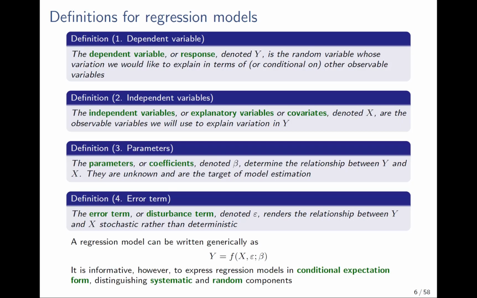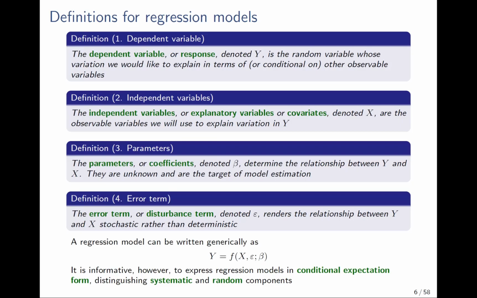So the independent variables, that's our x variables. We call them independent variables or explanatory variables, sometimes covariates. They're denoted x. They are the observed variables we're going to use to explain y, as I've just said. Thirdly, parameters. The model is going to contain a set of parameters or coefficients that we're going to denote by beta, and these are going to determine the relationship between y and x, so the direction of that relationship and its size. And these are unknown parameters, and that's the target of model estimation. We're going to try and estimate those parameters that tell us how x is related to y. And finally, we have our error term.